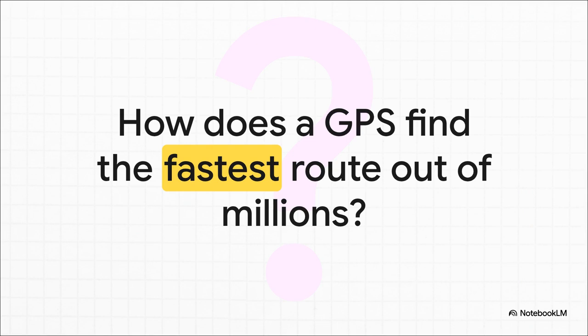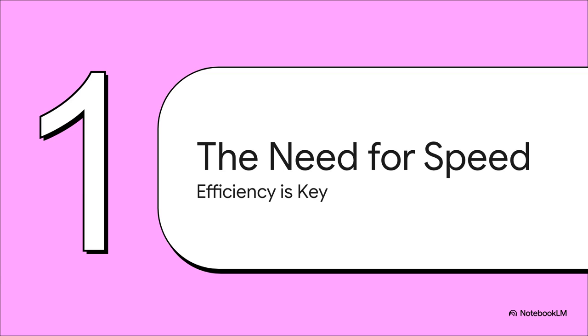Your phone looks at countless roads, traffic jams, all the turns, and then bam, it spits out the perfect path almost instantly. How on earth is that even possible? Are computers just ridiculously fast? Well, yeah, but raw speed is only half the story. The other half, and this is the really important part, is all about efficiency. It's not about just brute force, it's about working smarter, not harder.